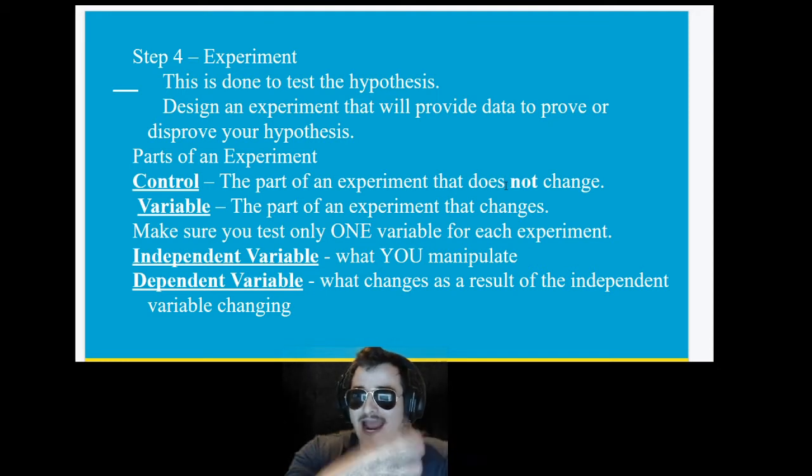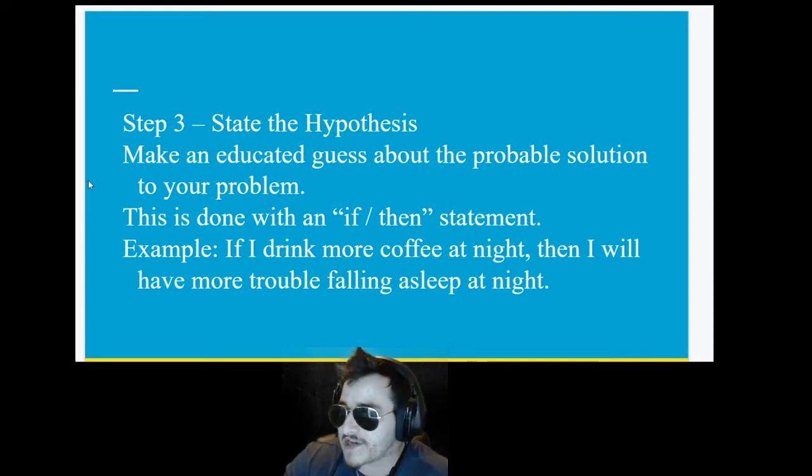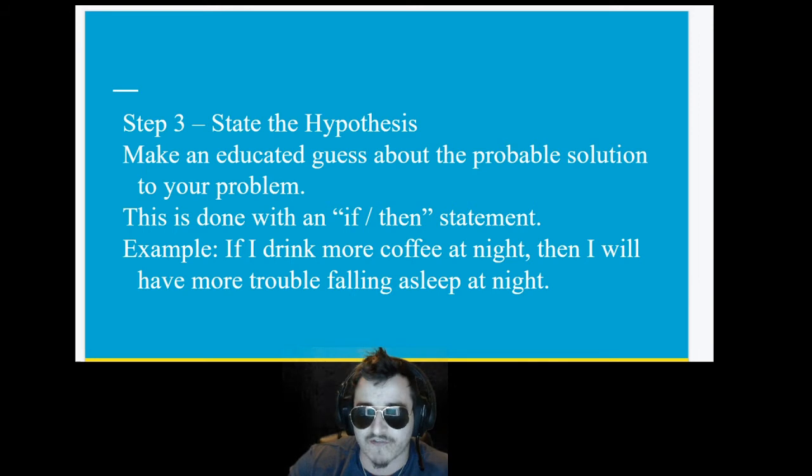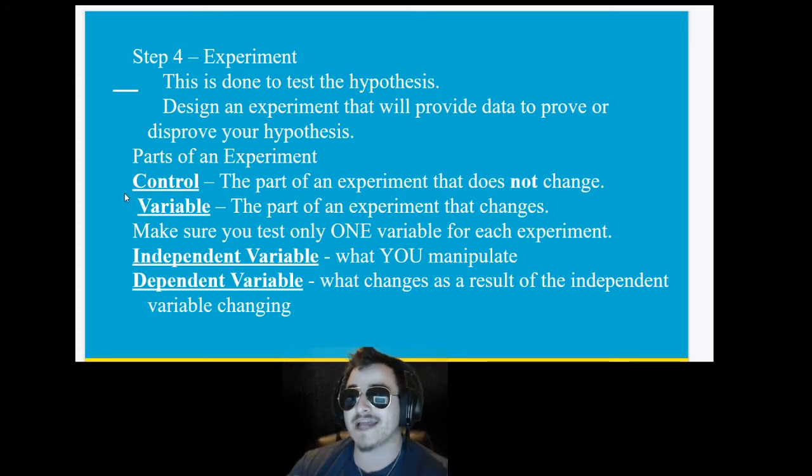Because if we're going back to the example we had before, if I drink more coffee at night, then I will have more trouble falling asleep at night. Well, what if my diet consists of just an entire family-size bag of Sour Patch Kids every night, along with the 3 cups of coffee? Well, what's keeping me up at night? Is it the Sour Patch Kids? First they're sour, then they're sweet, then they're gone? Or is it the coffee? We don't know. However, if we control our diet and we're changing other aspects of it, aka our variable, well then we can attribute our results to that changing variable.